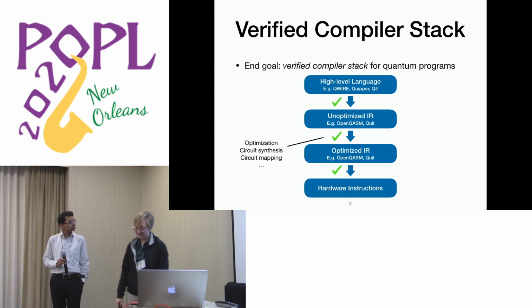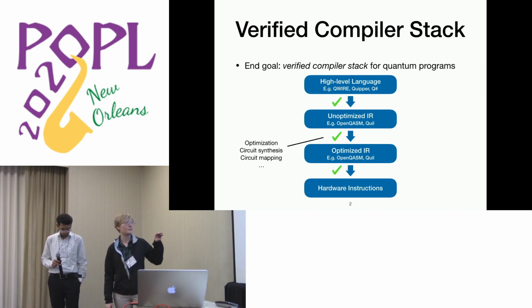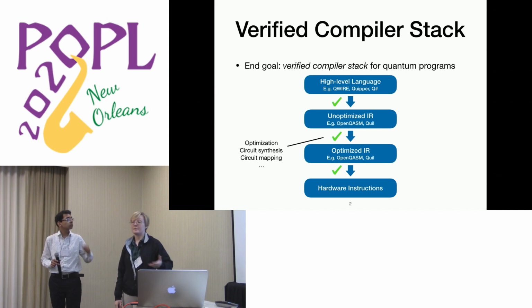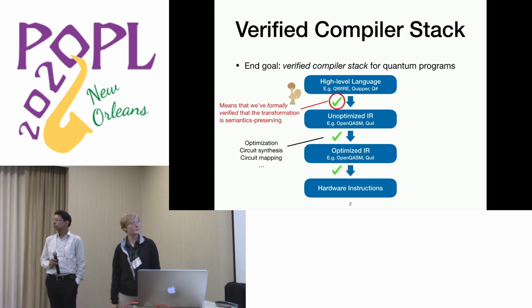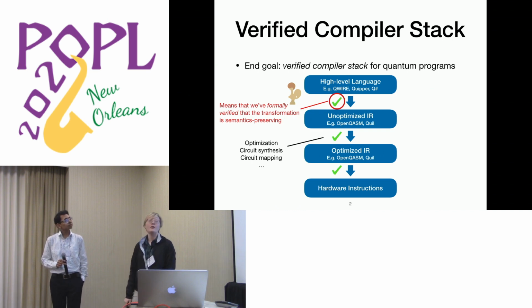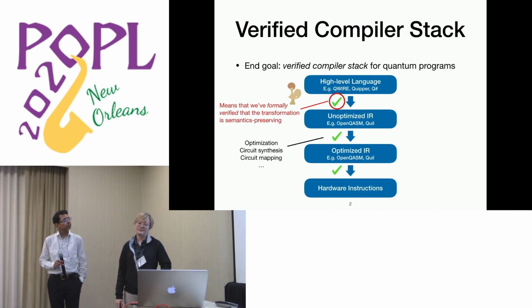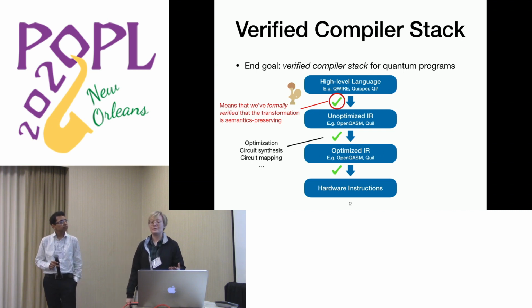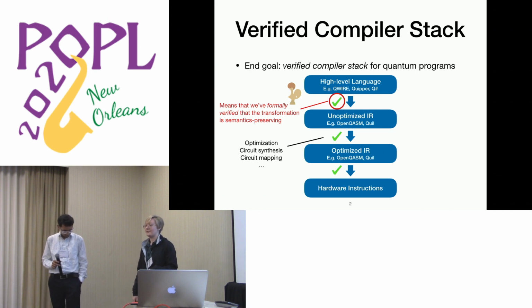In this talk, we're going to be focusing on this middle part, which just takes your unoptimized IR, which describes a quantum circuit, and turns that into a different quantum circuit, probably optimized in some way. And these check marks here are supposed to represent that every transformation is formally verified to be semantics preserving. That means that whatever program you start with, the program you get at the end of the transformation has the same meaning. You don't want your program to introduce behaviors that the programmer didn't intend.